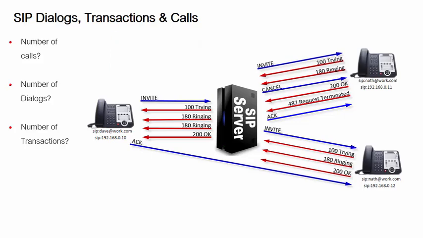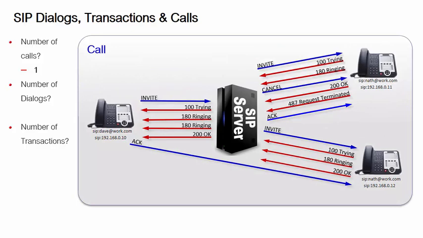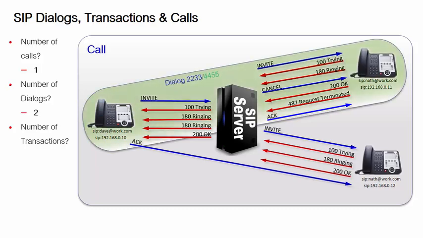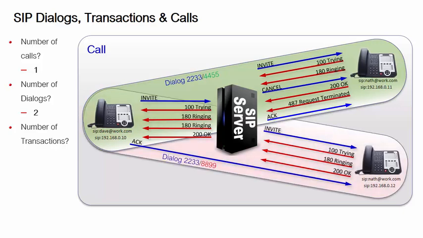The number of calls? Well, that's easy. It's just one session initiated by the caller, encompassing all of the messages in the chart. The number of dialogues? Well, there's two, one between the user agent client and the first branch, and another between the same user agent client and the second branch, each identified by their different To tag and From tag combinations.